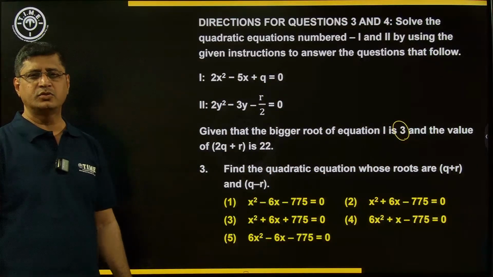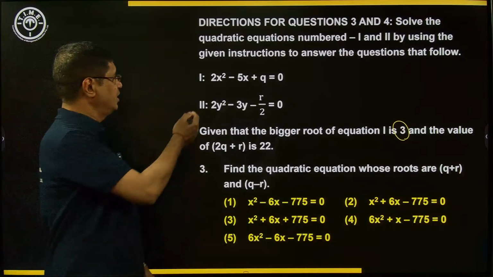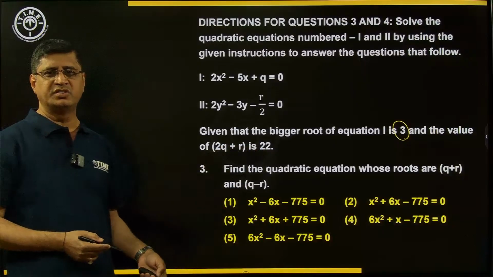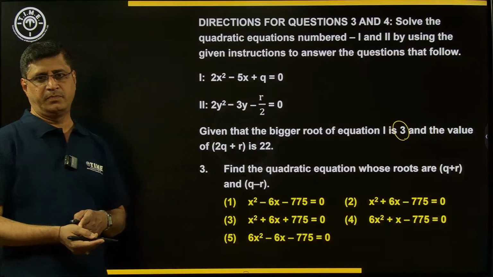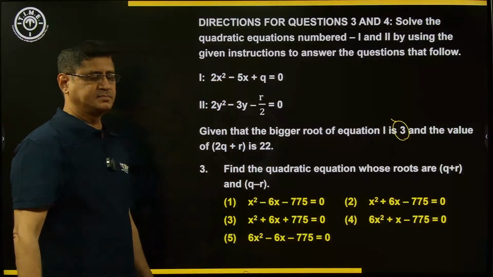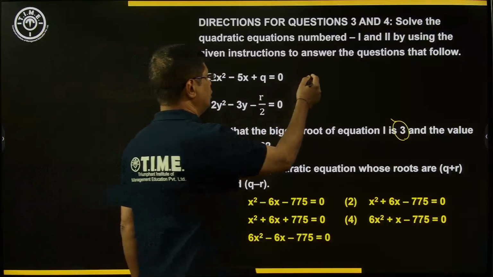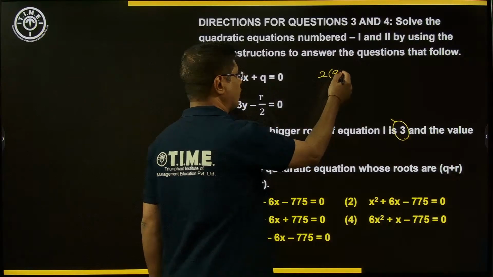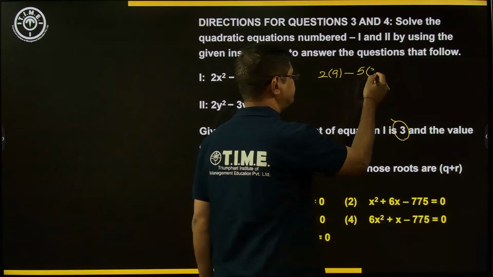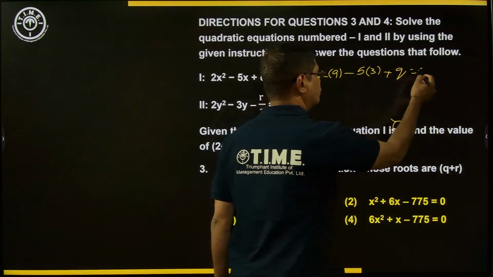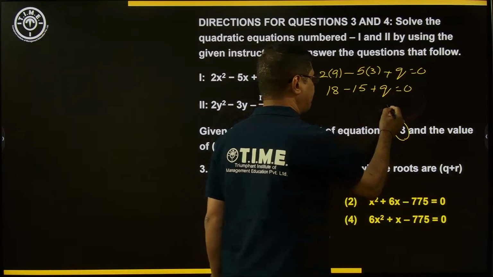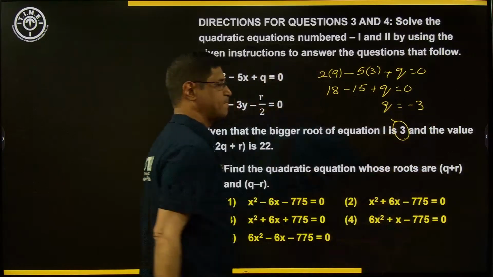One of the roots is 3 means what is the other root? The first equation is given as 2x square minus 5x plus q is equal to 0. One of the roots is given. Find out the value of q first of all. To find q, substitute 3 in place of x. 2 into x square means 3 square, that is 9, so 18. 3 into 5, that is 15. Plus q is equal to 0. So 18 minus 15 plus q is equal to 0. The value of q is equal to minus 3.